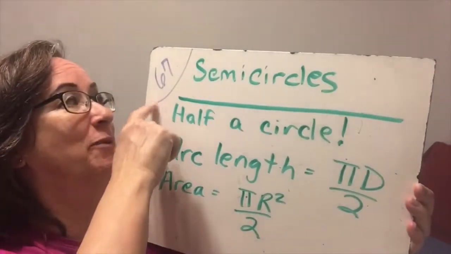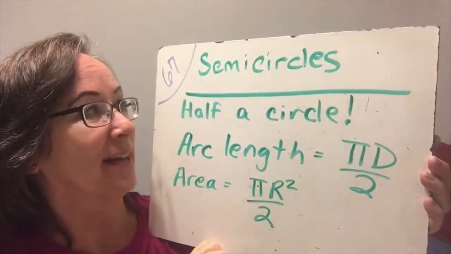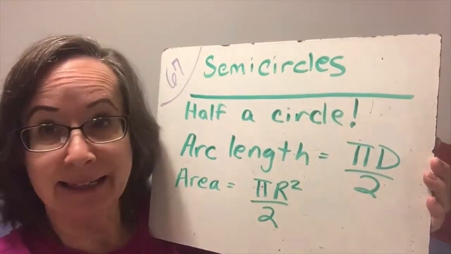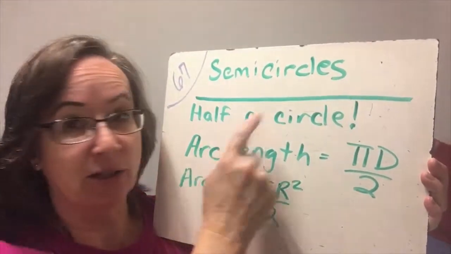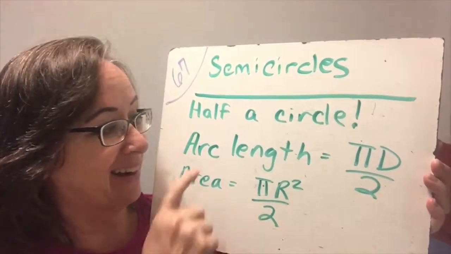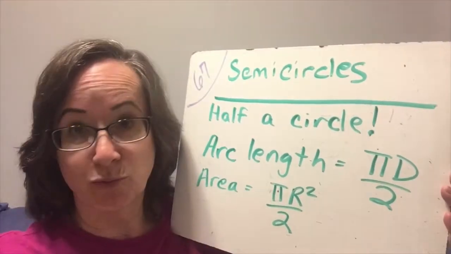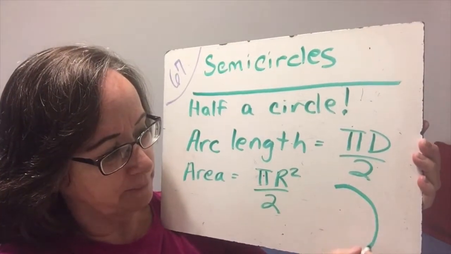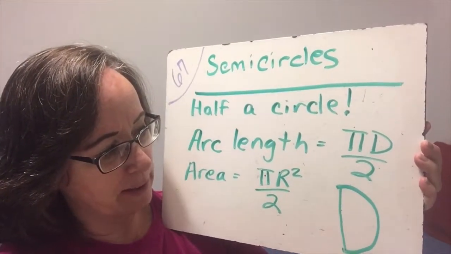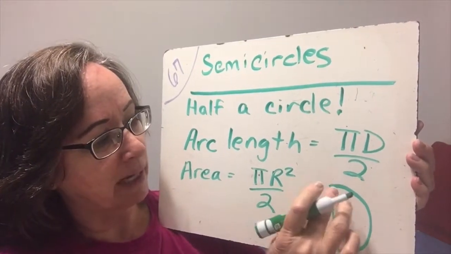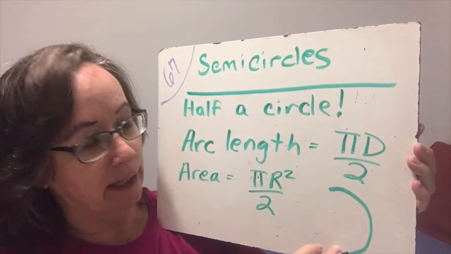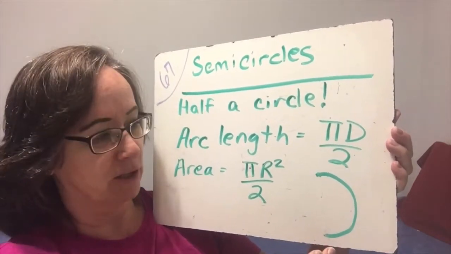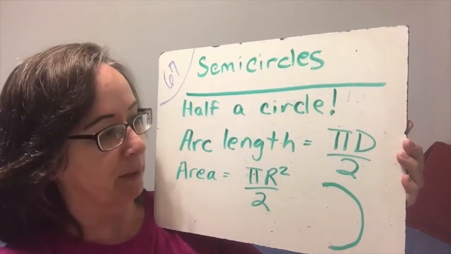And today we're doing lesson 67, which is all about semicircles. A semicircle is simply half a circle. So the arc length around a semicircle, so we're going to make a semicircle. There's a semicircle. If we were talking about the arc length, we'd be talking about just the distance around half a circle, like if you were going to do a perimeter.